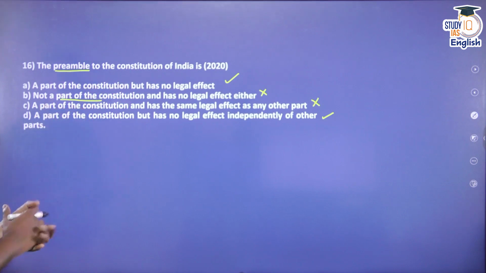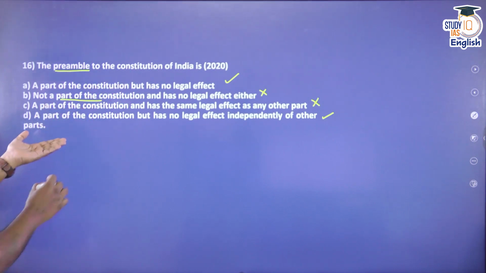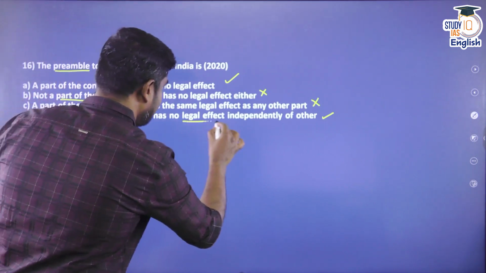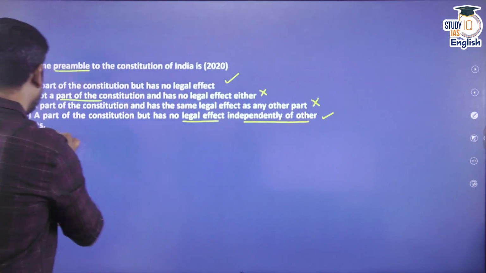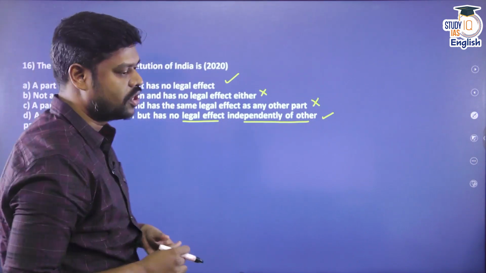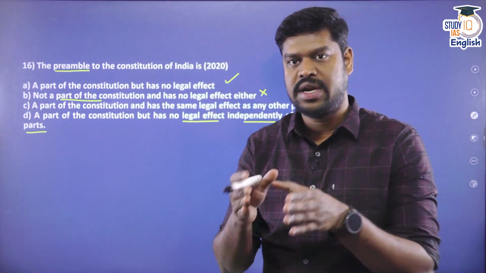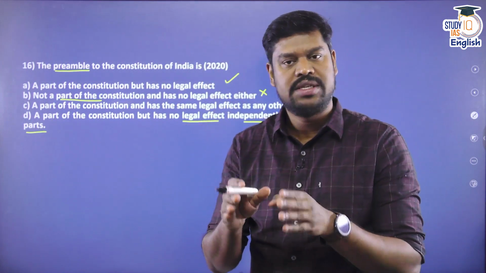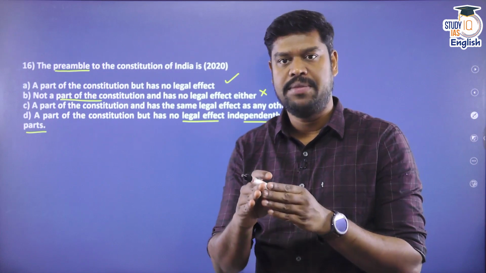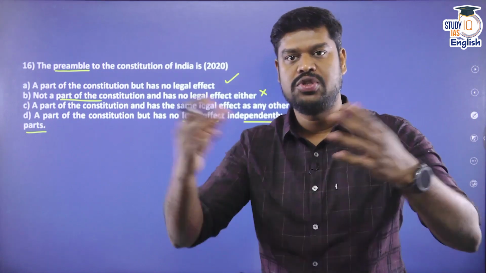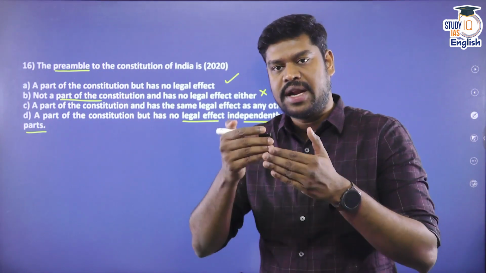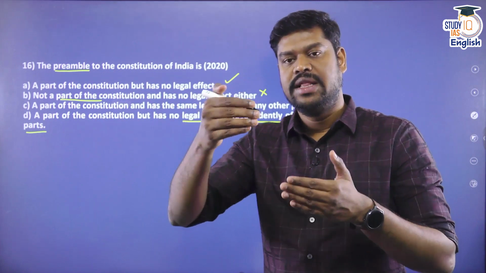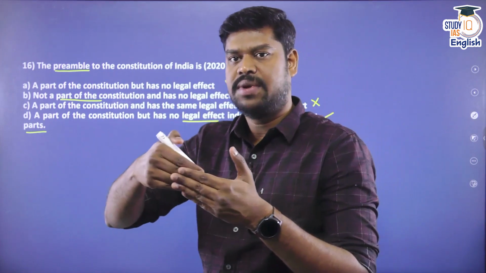But what option D is saying, please understand, it is part of the Constitution but has no legal effect independently of the other provisions of the Constitution, which means it is also trying to give extra information. The preamble in itself is not justiciable, the preamble in itself does not give powers to any of the organs of the state, but additional information is also given: what is the purpose of this particular preamble?